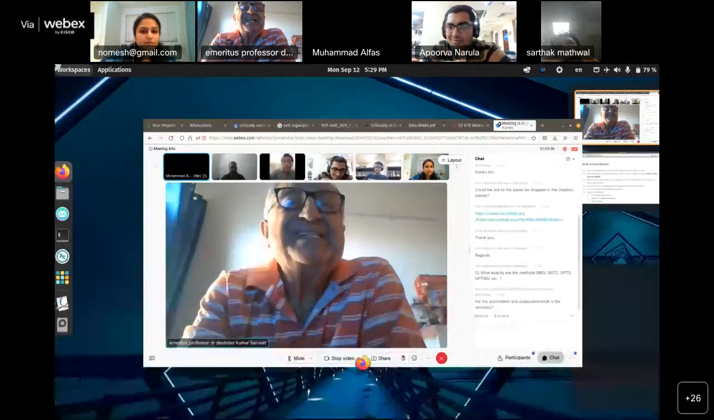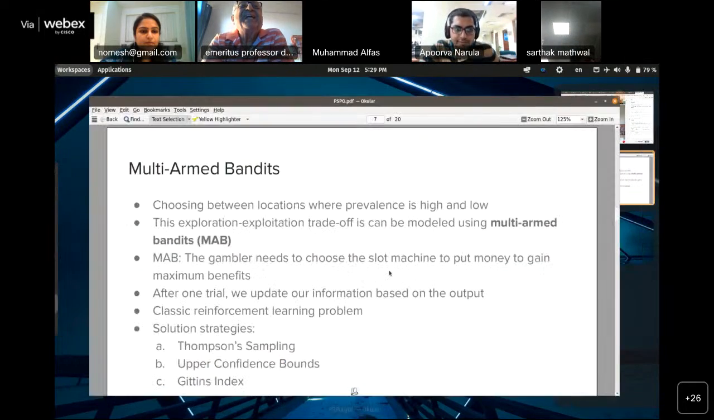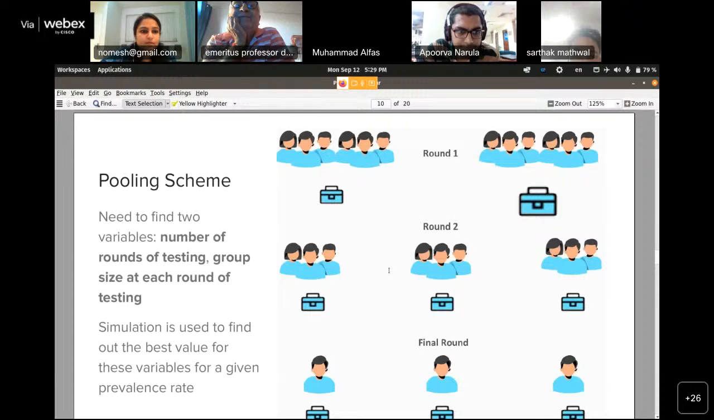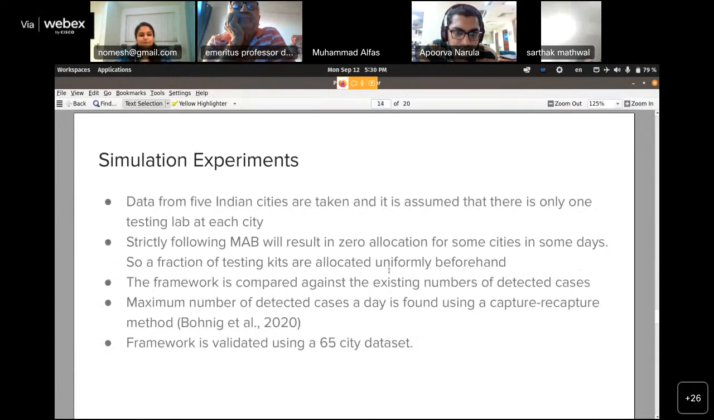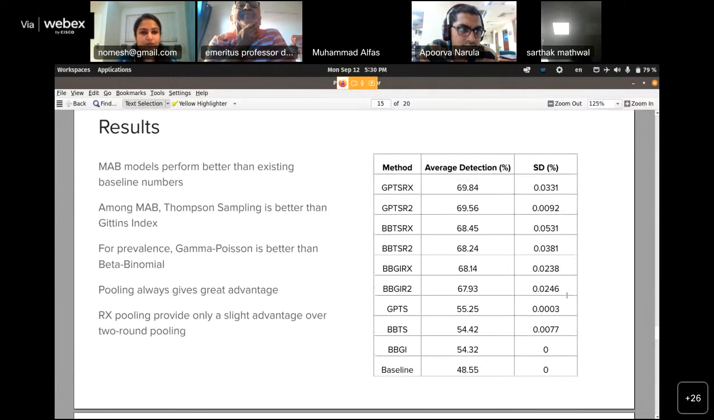Okay, sir. Regarding the first question, the number of simulation experiments we conducted: we did 50 rounds of simulation. The standard deviation value is shown here.